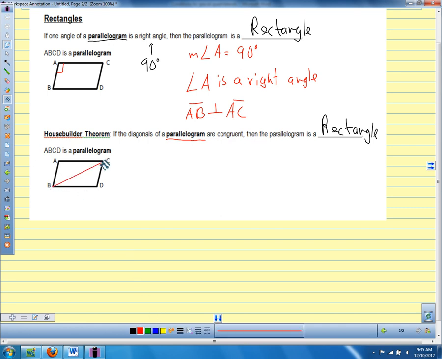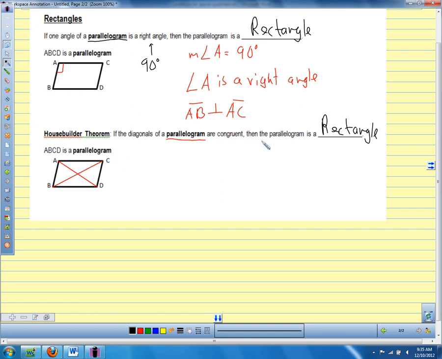Now the reason they call it the Housebuilder Theorem is that people have been using this idea for a long time. Archaeologists have found evidence that ancient people used this idea of congruent diagonals to make sure that the foundations of their buildings were rectangles. So they'd measure out their foundation and make sure that the diagonals were congruent to make sure that they were starting off with a rectangle. So that's why we call it the Housebuilder Theorem.